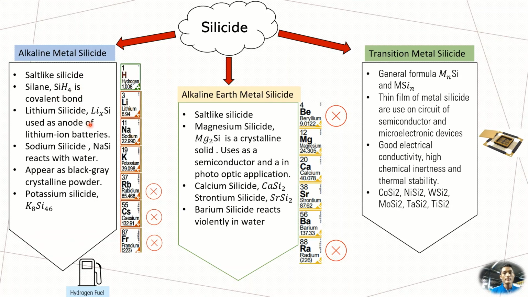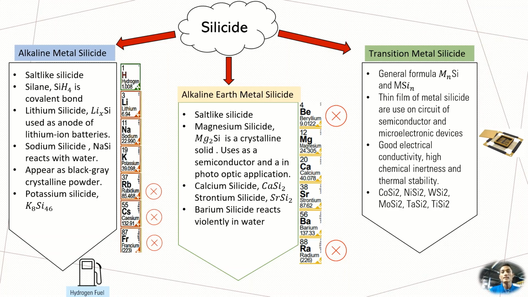Lithium silicide, LiSi, is used as anode of lithium-ion batteries. Sodium silicide reacts with water, appears as black gray crystalline powder, and potassium silicide. Second is alkaline earth metal silicide. Magnesium silicide is a crystalline solid used as a semiconductor and in photo-optic application. Calcium silicide, strontium silicide, and barium silicide are examples of alkaline earth metal silicide.